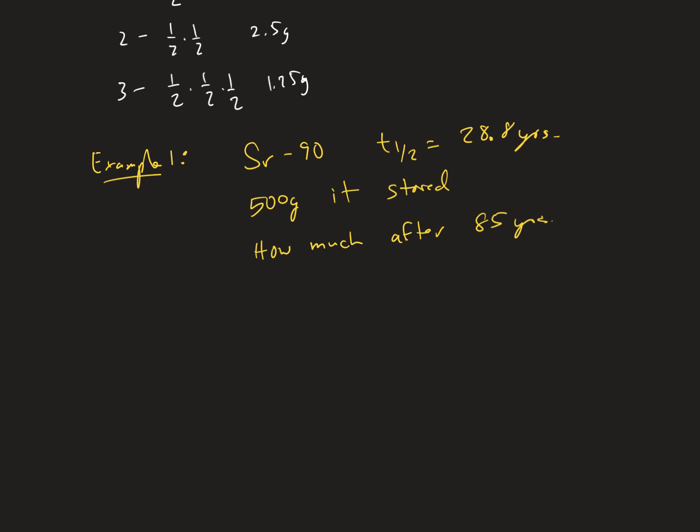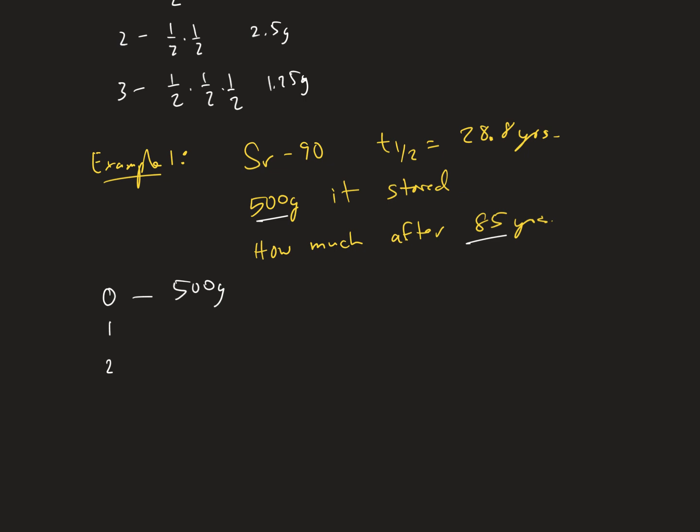So here's how I start this every time. At time 0, how much do I have? 500 grams. That's when I stored it, right? So I start with 500 grams of this isotope. And then I want to know how much I have left after 85 years. So what can we do? How many times are we going to cut it in half? How do we figure this out?